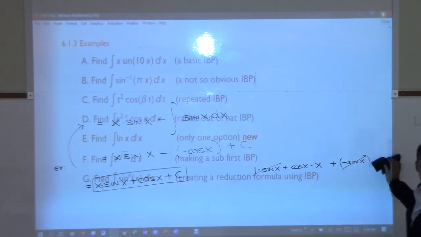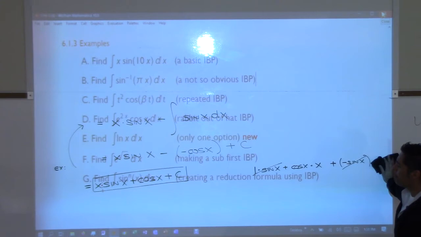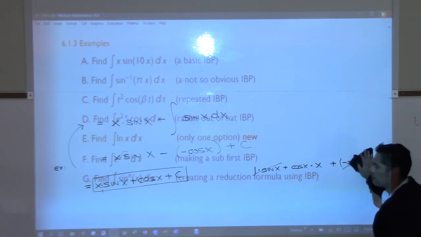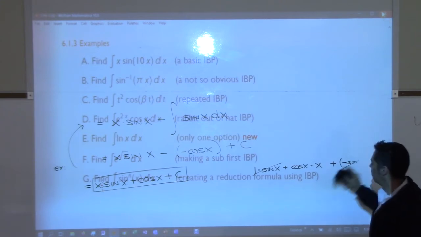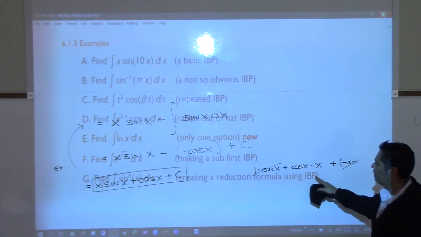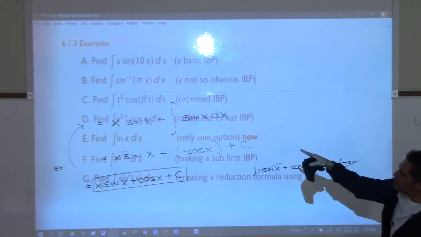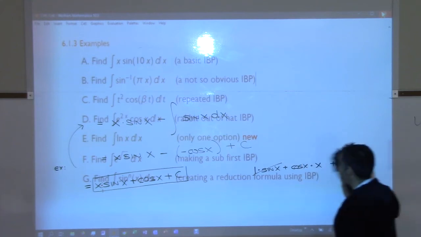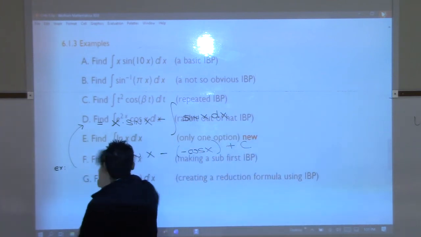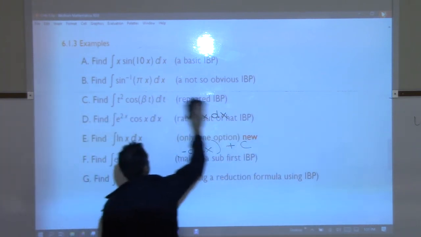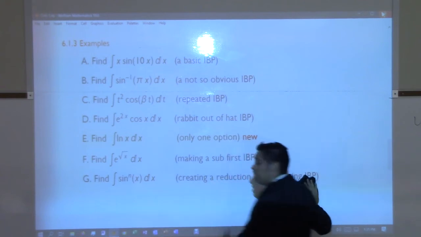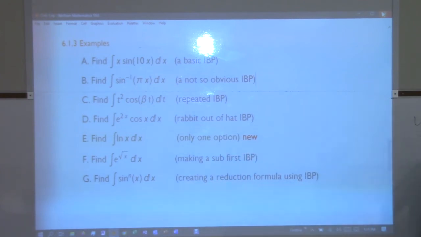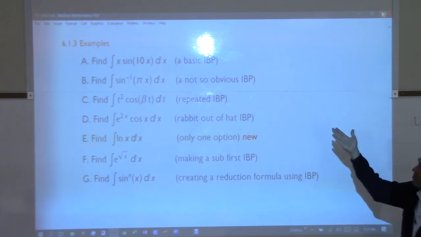Sir, yes? If we had another product function right over there, do we have to do it again? Oh yeah, we're going to do that. That'll be part C. Yeah, when we do C. Look, so I'm about to show you different sorts of scenarios that you can run into when you're doing integration by parts. This first one that we're going to do is a basic integration by parts.